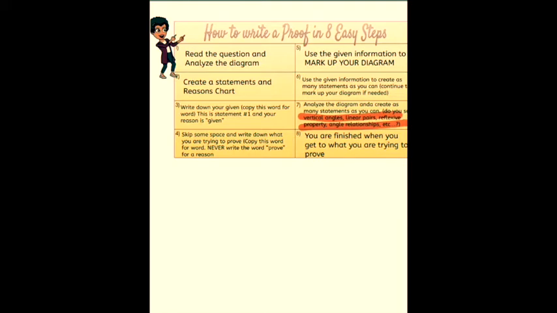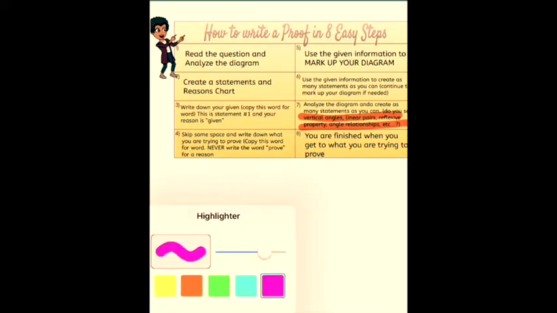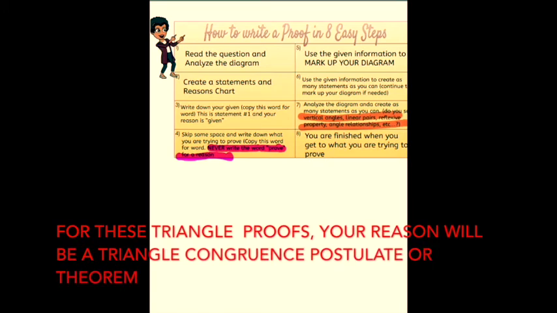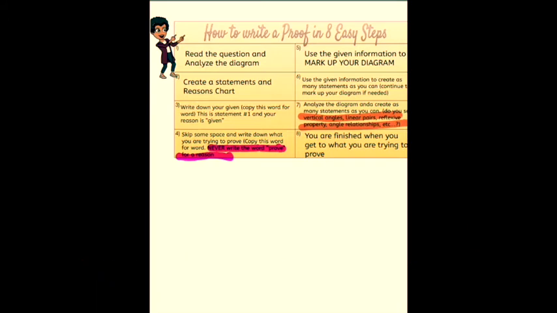So steps 1 to 4 in this chart, you've seen this before if you're in our class, is just reading the question and analyzing the diagram, creating a statements and reasons T-chart, copying down your given, and copying down whatever it is you're trying to prove. But there's one thing I just have to point out. Never, ever, ever write down the word prove for a reason. We've seen students do that a lot last year. You don't want to do that. Your reason has to be a legit reason, and I'll explain more in a minute.